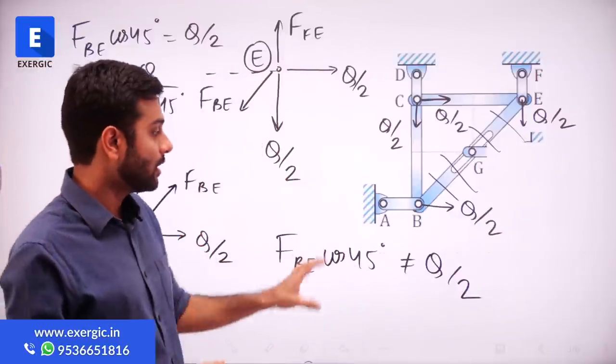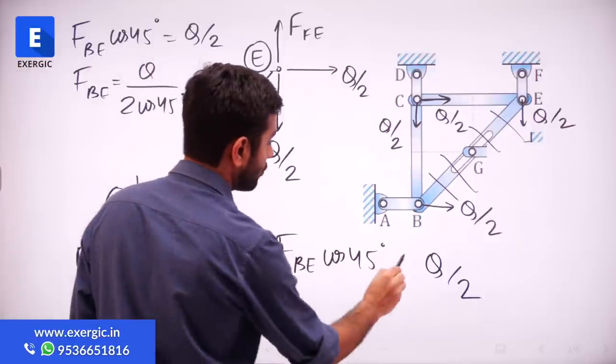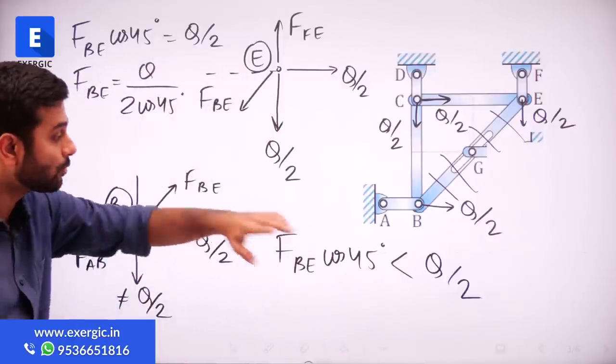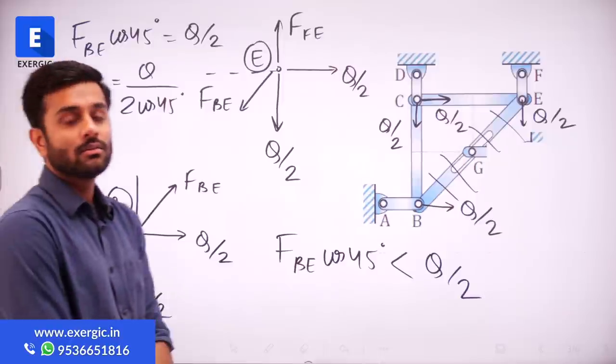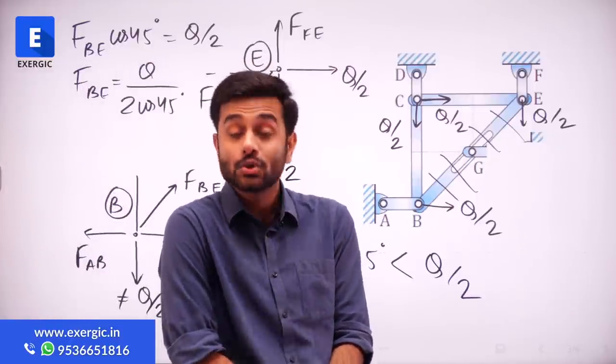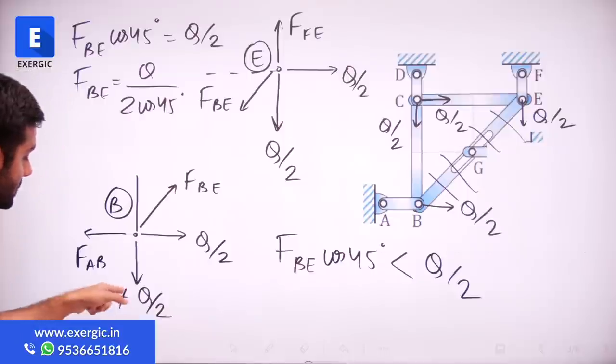But here, one value you are getting is different from the other. Here, it's going to be less than Q by 2, correct? So, one is saying FBE is less than Q by 2 cos 45, one is saying equal to. What is this discrepancy? Why is this issue happening? This issue is happening because we did not transmit the full force here.